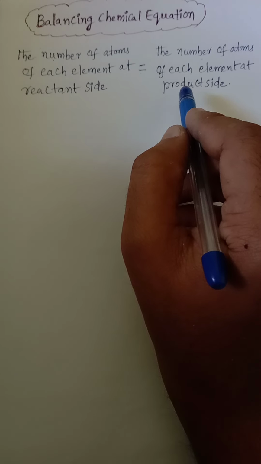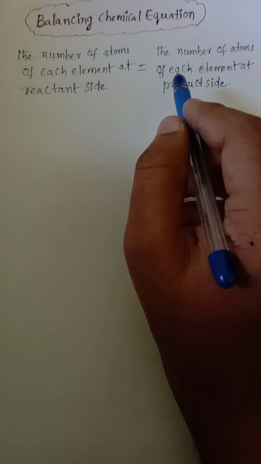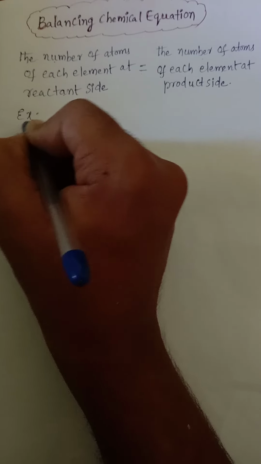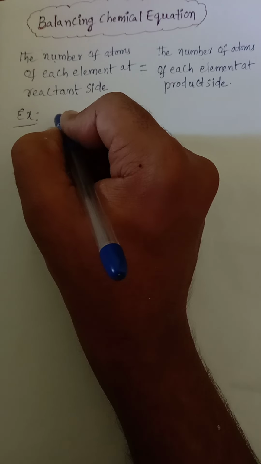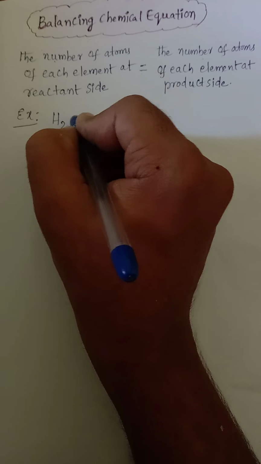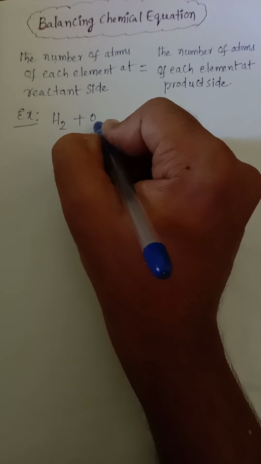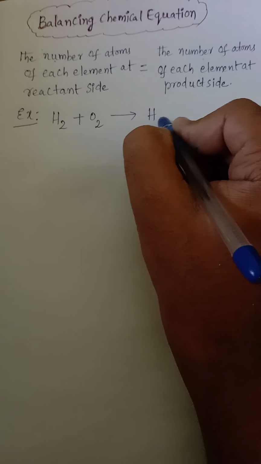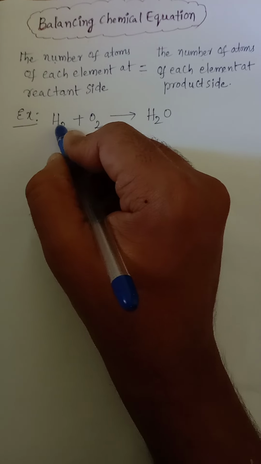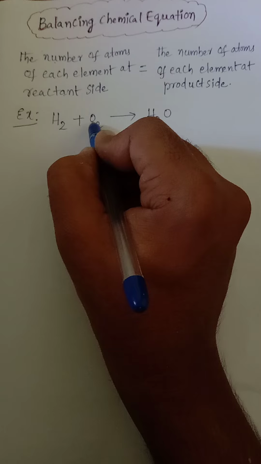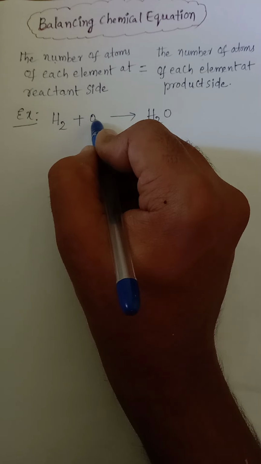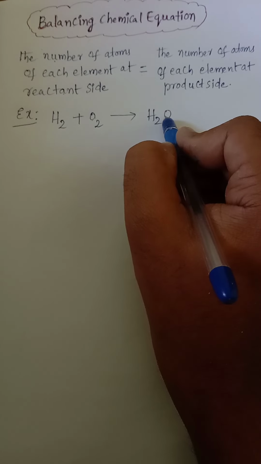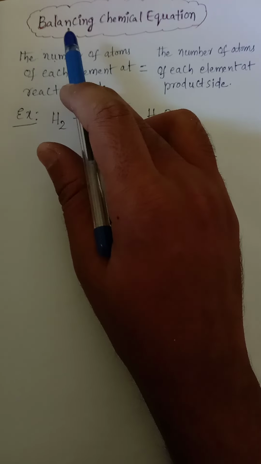For better understanding, I am going to take some examples. Let us take a reaction: H2 plus O2 gives H2O. This is hydrogen plus oxygen. Both are reactants. And what is H2O? H2O is nothing but water. This is our product. So we need to balance it.